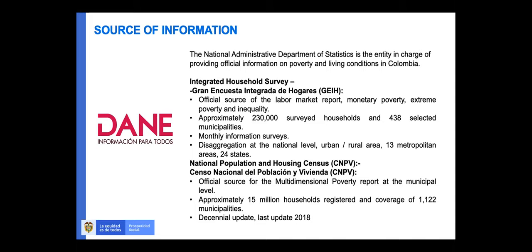In the case of the poverty map, we use two principal sources of information, the integrated household survey and the census. As I have said before, the integrated household survey provides information on variables such as poverty, occupation, inequality through the Gini coefficient, per capita income, and so on. This survey has 438 selected municipalities. Colombia has 1,122 municipalities, so nearly 700 municipalities don't have a sample. Also, this survey allows different levels of disaggregation: national, urban and rural area, 13 metropolitan areas, and 24 states.